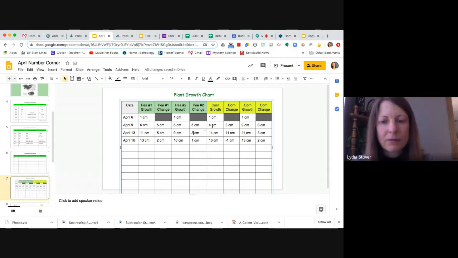It went from 4 to 14, minus 1. And then the other one went from 9 to 11 to 13. That one seems to be growing the most. Wow, look at this growth here. This was the most growth from April 13th on our corn. It grew 10 centimeters in that time.